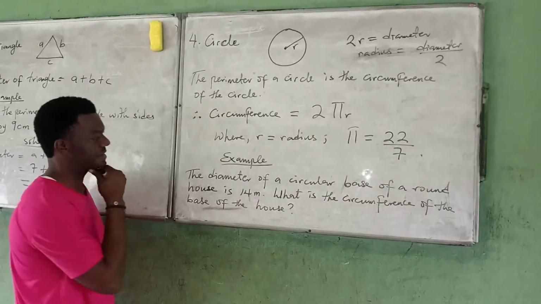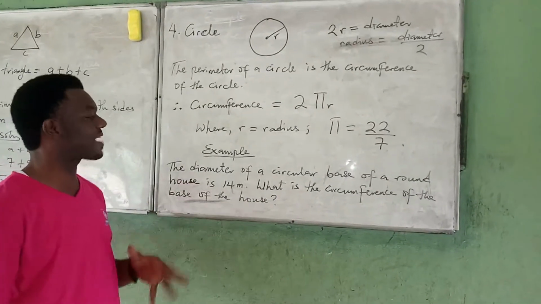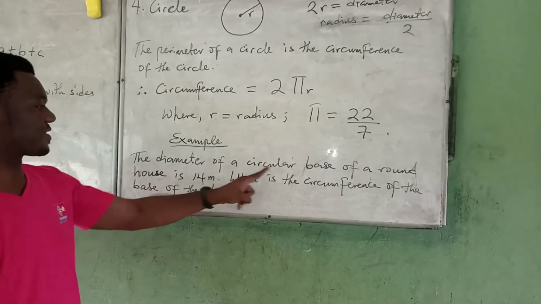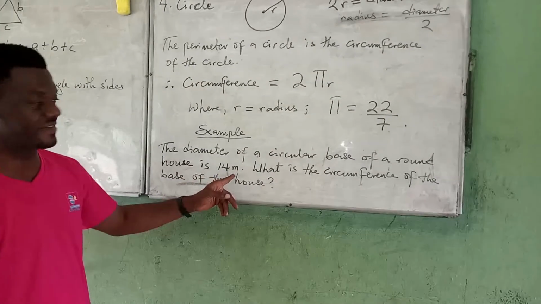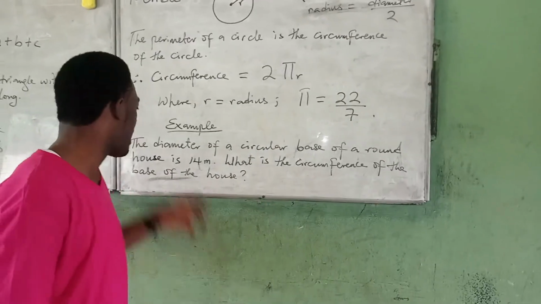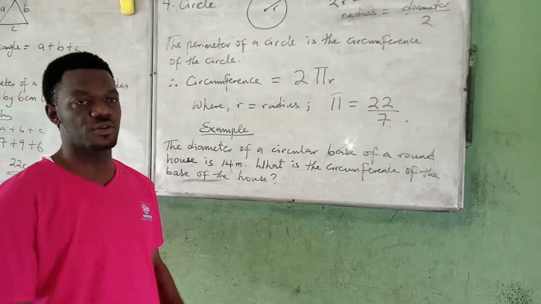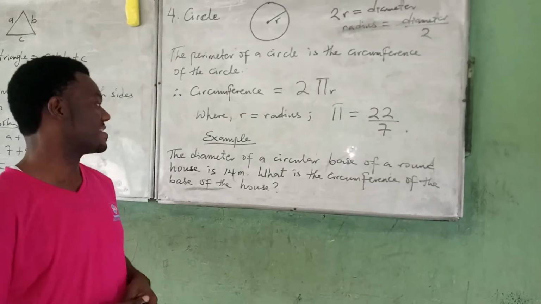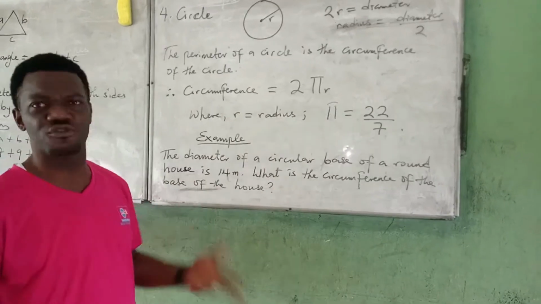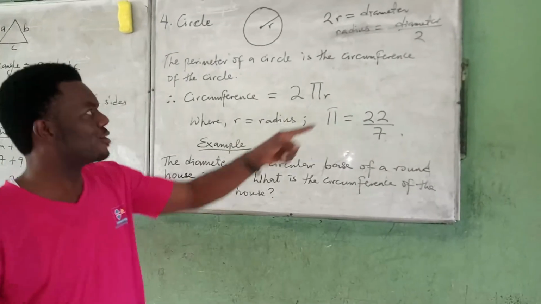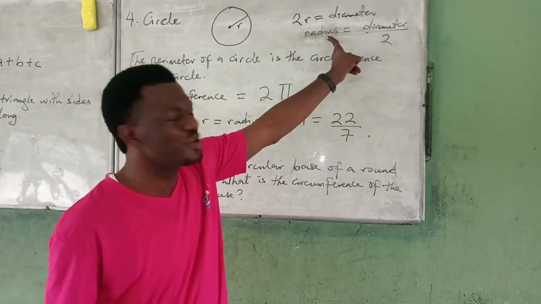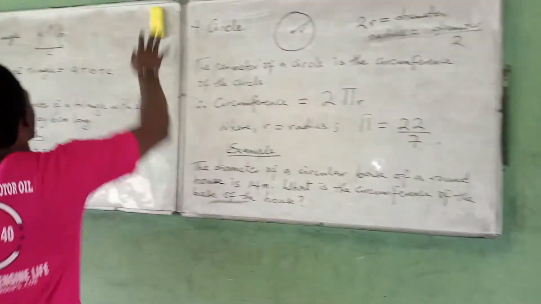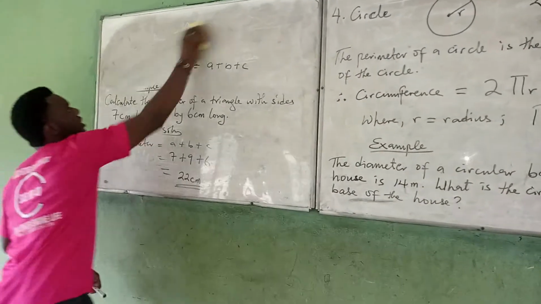Now we solve the example below. The diameter of a circular base of a round house is 14 meters. What is the circumference of the base of the house? So here we are told to find the circumference, which is also the perimeter. But now we are given the diameter. The formula says 2 pi r. We are given the diameter, so we have to consider the radius. We want to get the radius from the diameter. You divide the diameter by 2, you get the radius. So we get going with the solution to it.